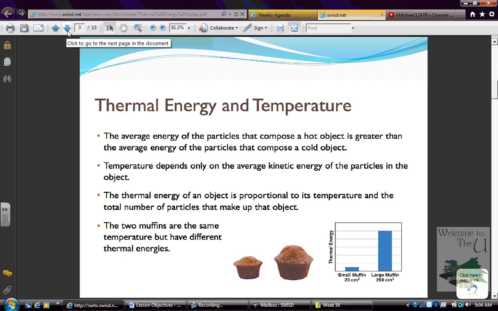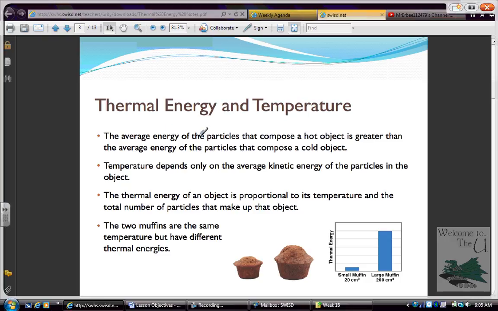Okay, so thermal energy and temperature, how are they related? You saw in the video with Bill Nye, he explained that that huge ice sculpture actually had more thermal energy than the match. Even though the match's temperature was higher, the fact that it had fewer particles made a big difference. And that's what this first statement is saying.